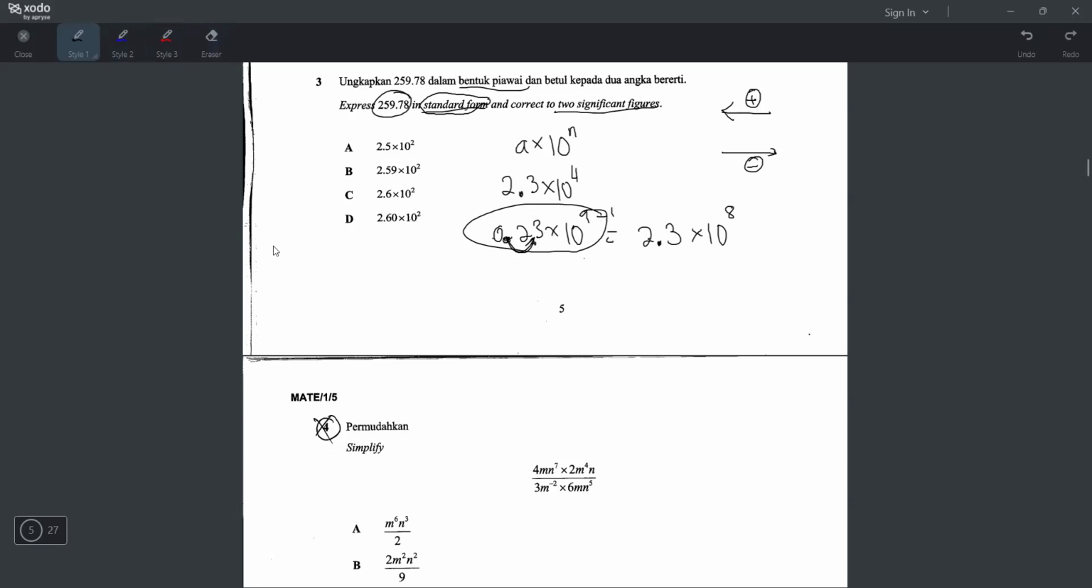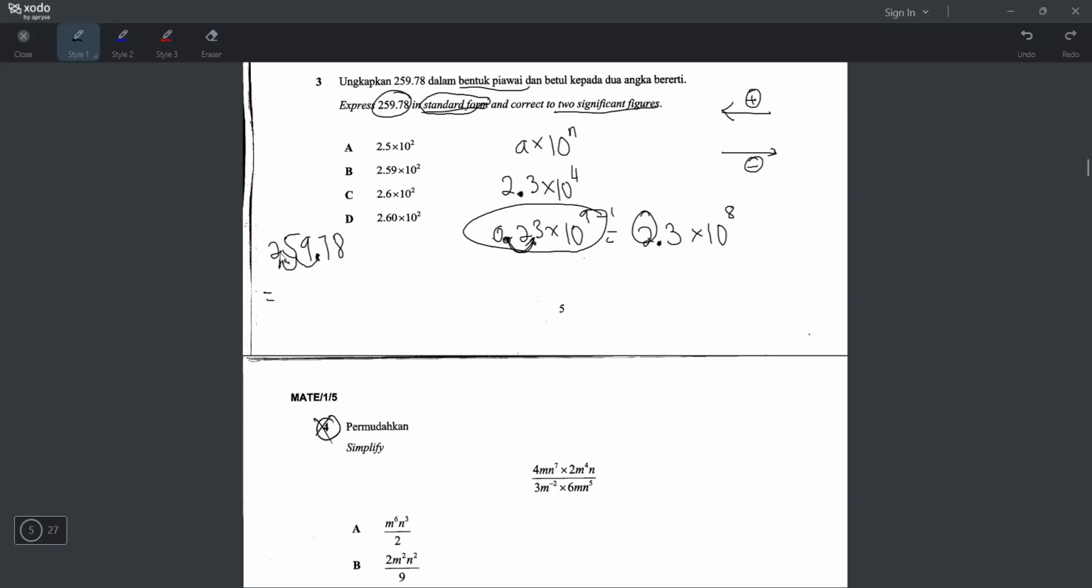They said 259.78. Obviously, this is not standard form because I told you in standard form, the titik perpuluhan in front of it can only have one digit and it cannot be 0. And then they want you to change to standard form. So let's do it. So I have to move my decimal ke kanan or ke kiri. Mestilah ke kiri, because if you move to the right, there will be more numbers in front of the decimal, which is not good, because standard form is when in front of the decimal got one digit. So you have to move to the left, but move how many times?